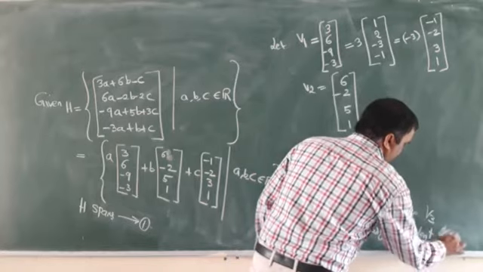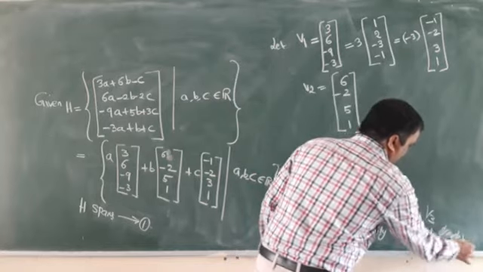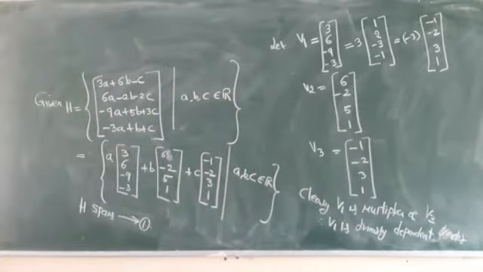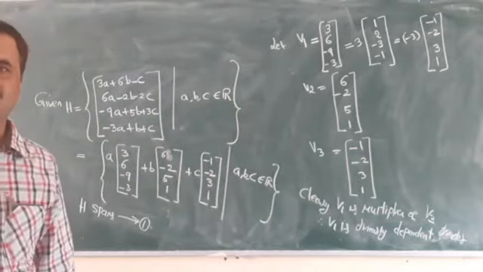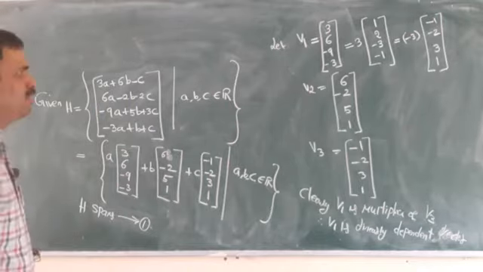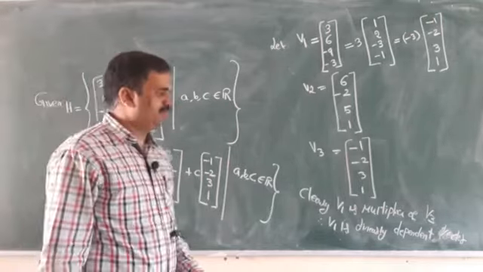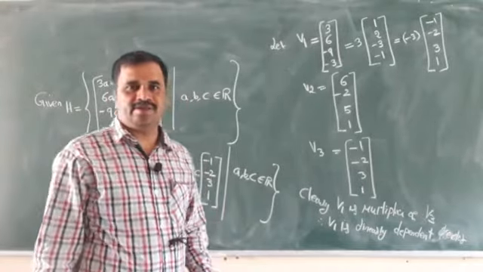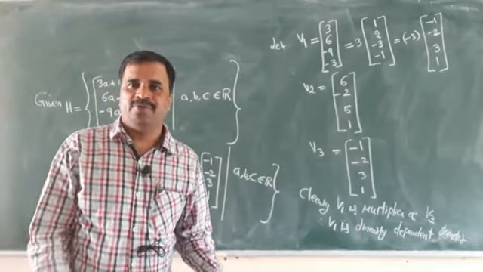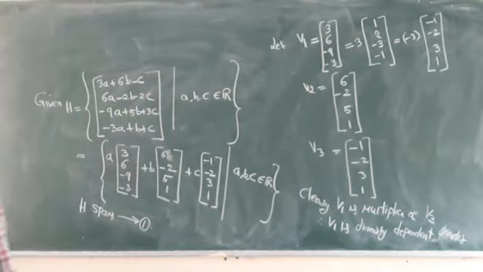V is linearly dependent vectors. Copy it. I consider three vectors V1, V2, V3. If I observe here, V1 is a multiple of V3. So V1 is a linearly dependent vector. We can neglect it with the help of the spanning set theorem.